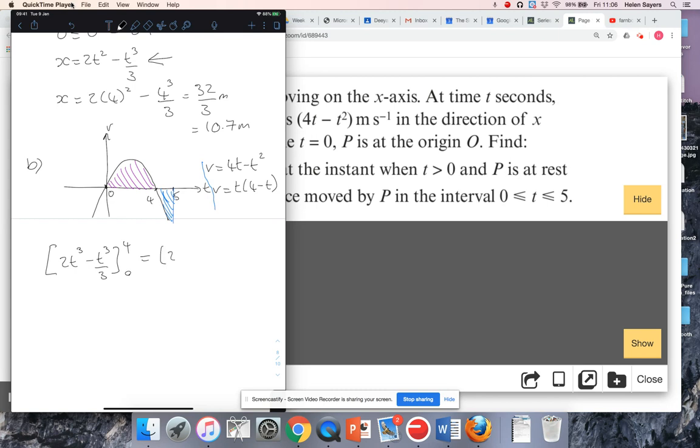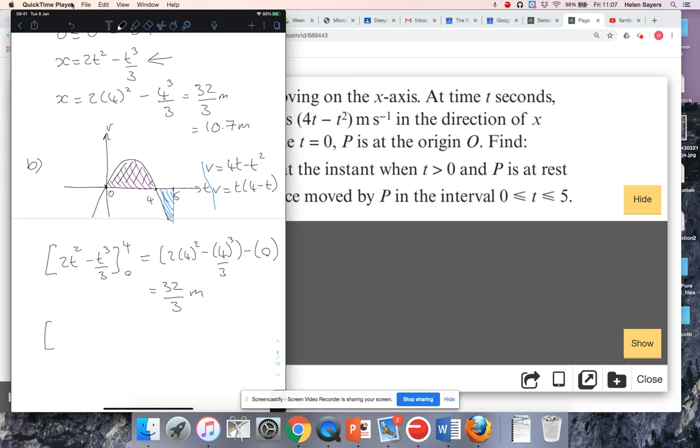So if I sub 4 in, that's going to be 2 times 4. Oh, sorry, I've written a cubed and I meant a squared. So it's going to be 2 times 4 squared minus 4 cubed all over 3, and then if I sub 0 in, that will just equal 0. So that is going to be 32 minus 64 over 3. So that gives me 32 over 3. So in the first 4 seconds, that's how far it travels. Okay, so that's that purple area there.